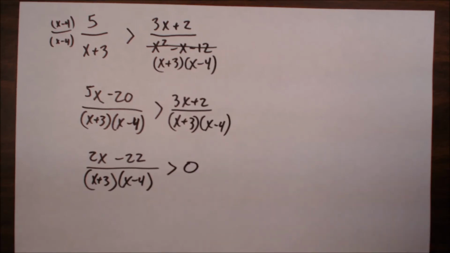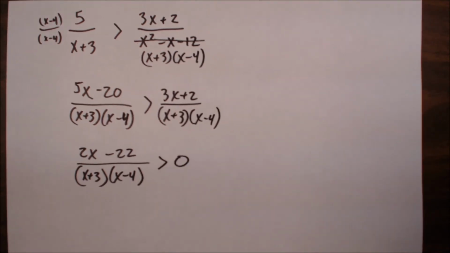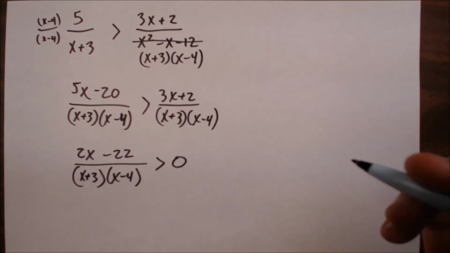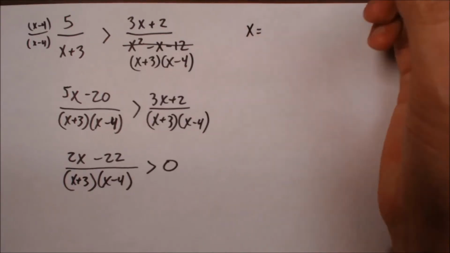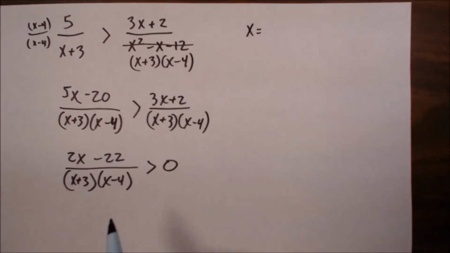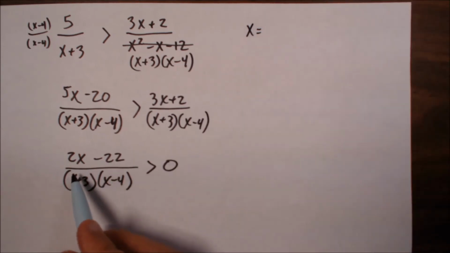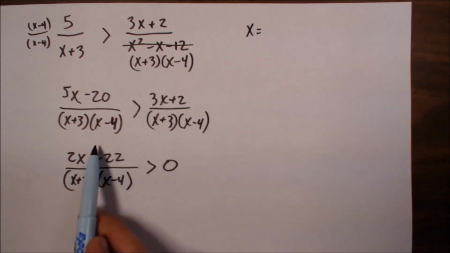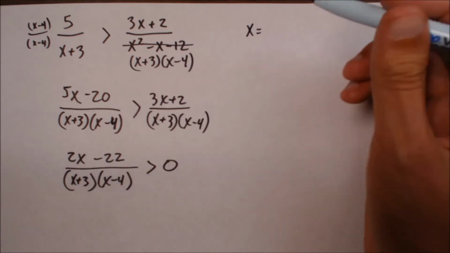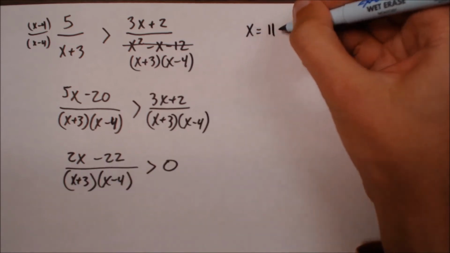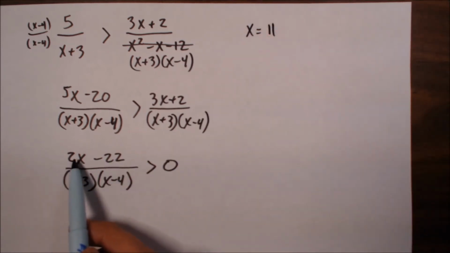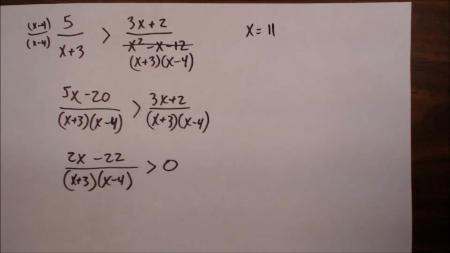And now I have 0. Okay, so now all I need to do is list out what are the solutions for the numerator, what would make this whole thing equal to 0. It would be equal to 0 if x were, if you need to go off to the side and solve it, that's okay. If you need to set this equal to 0, that's okay. But what you're going to see is that it has to be 11. 2 times 11 is 22, minus 22 is 0.